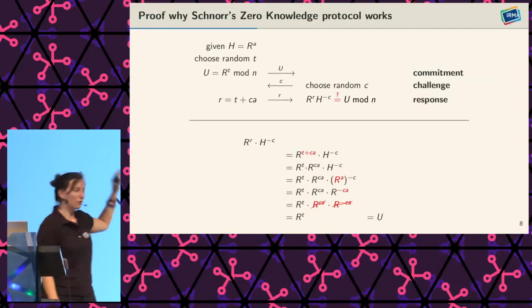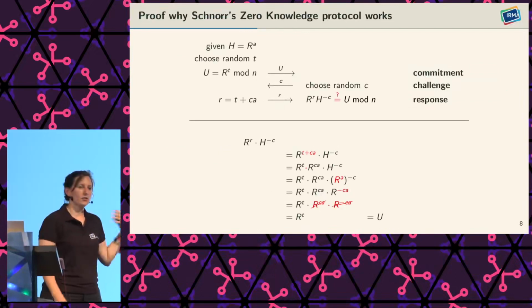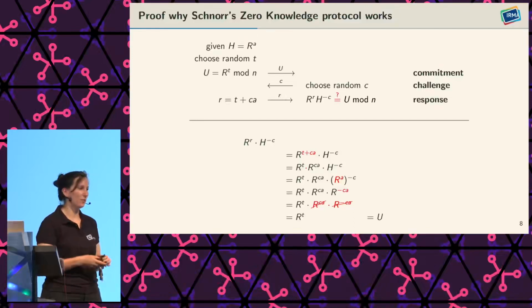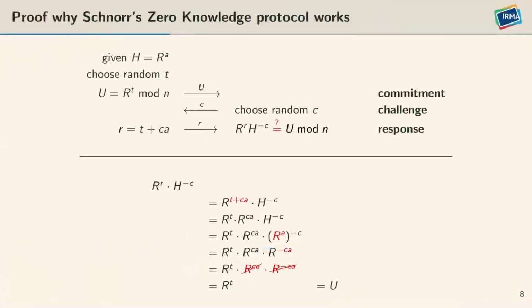I will go through this very quickly. It's just meant to show you that you can understand this and you can look it up, and it's not rocket science. So here on the left-hand side, we start with what we have on the left-hand side, and we want to end up at u on the right-hand side. First, we can write this small letter r as what it is, t plus ca. Then we can split those because it's a product of both. It's really just school math.